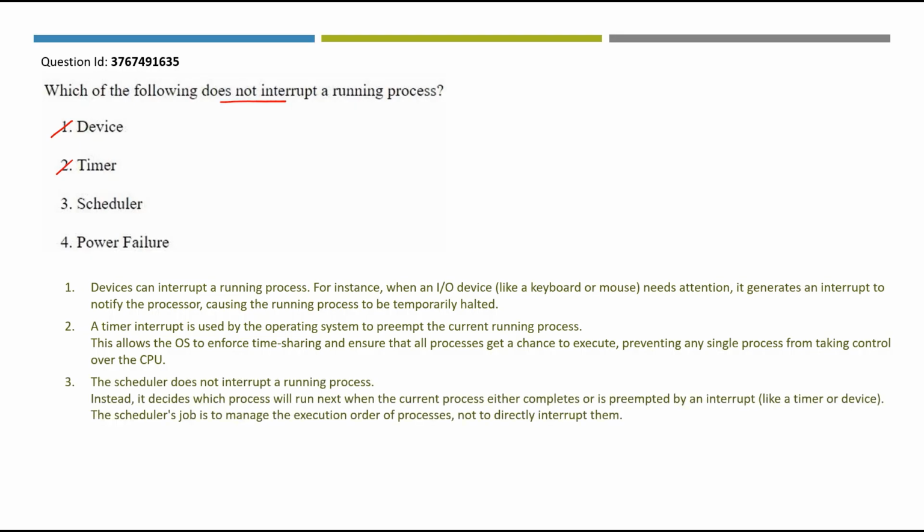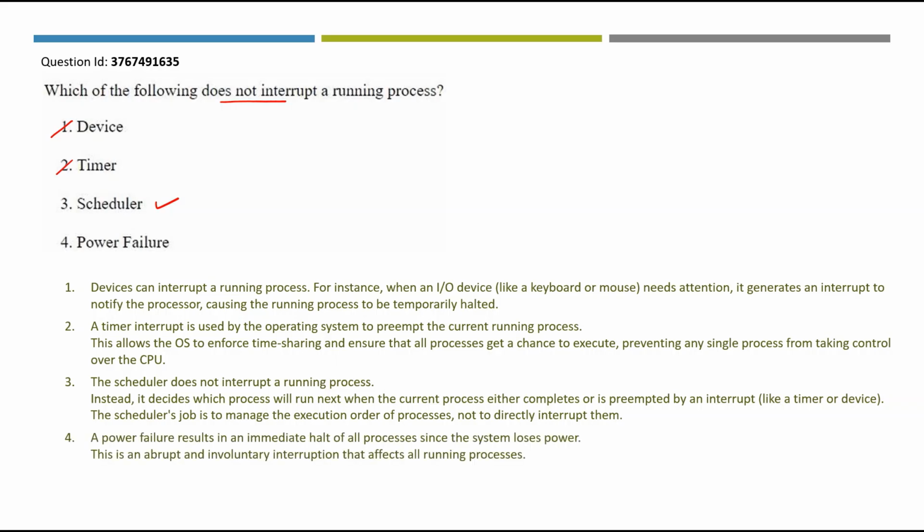What about scheduler? The scheduler does not interrupt a running process. Instead, it decides which process will run next when the current process either completes or is preempted by an interrupt, like a timer or a device. The scheduler's job is to manage the execution order of processes and it does not directly interrupt them. In that case, we can say it does not interrupt a running process.